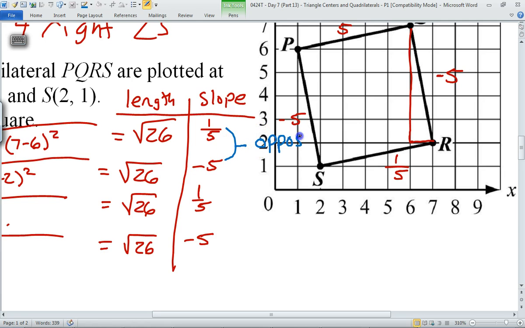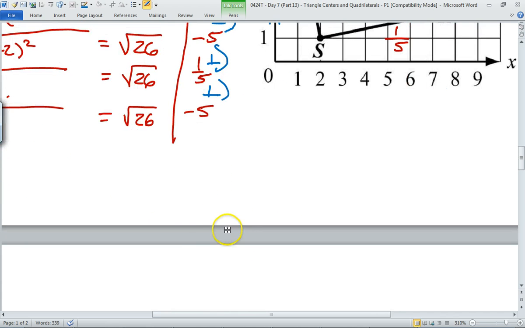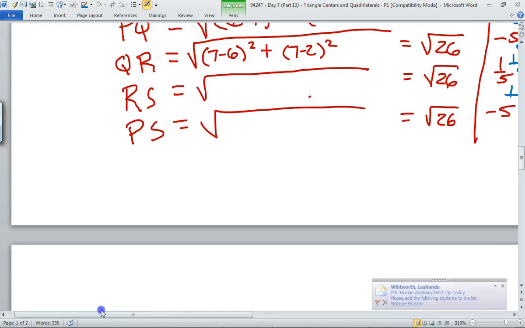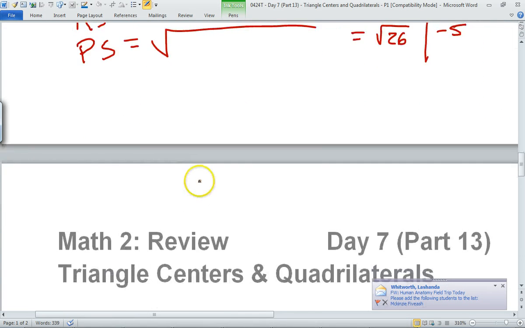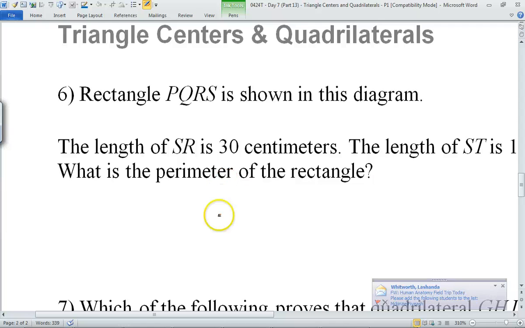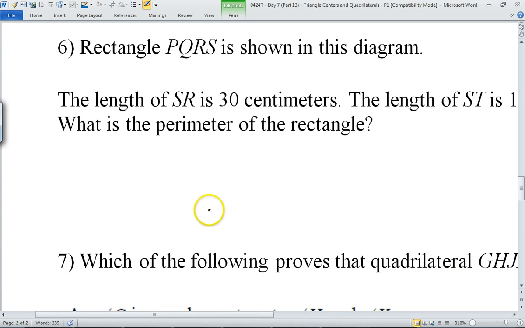These are opposite and reciprocal. So that's what proves that they are perpendicular. So perpendicular, perpendicular, perpendicular. So that now we've proved that it's a square. Okay? All right, look at number 6.